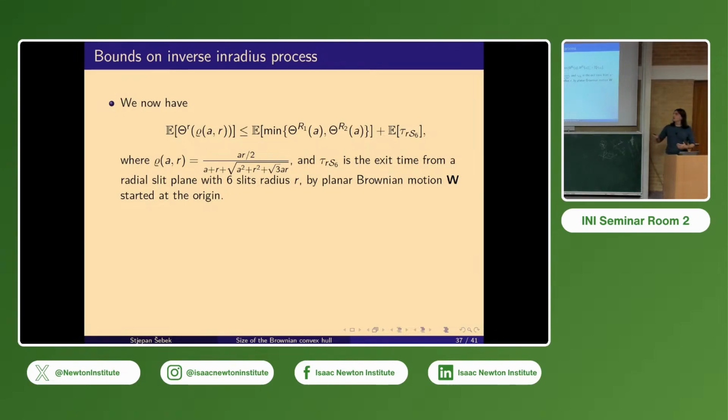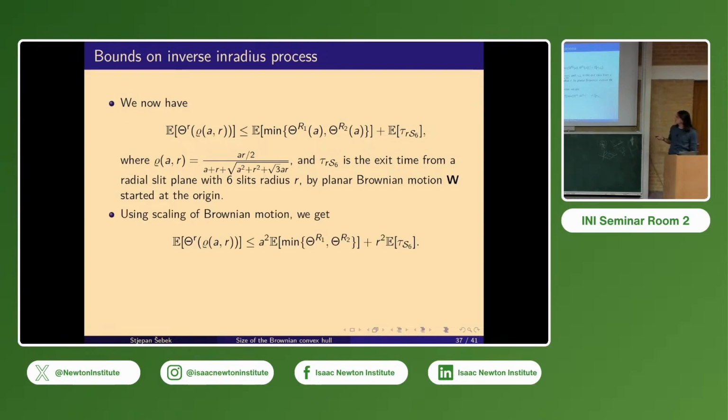So the time when we hit for the first time the inradius of this size happens before all these things happen: after waiting for the minimum of two ranges to hit a particular value, and after we wait until we exit from some radial slit plane. So again, we end up with some optimization problem here. But as I said, we don't really know what the expected exit time from this is.